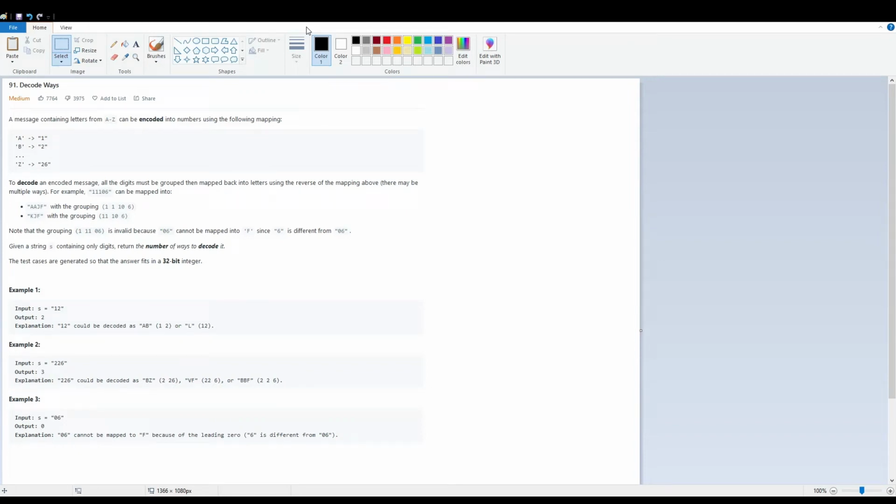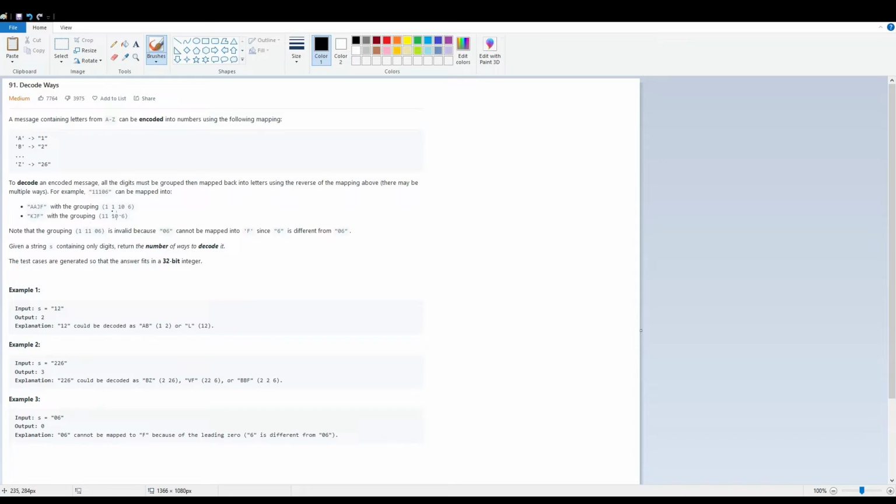Today I'm going to talk about LeetCode question number 91, Decode Ways. Messages containing letters from A to Z can be encoded into numbers using the following mapping: A to 1, B to 2, etc., all the way to Z to 26. To decode an encoded message, all the digits must be grouped, then mapped back into letters using the reverse of the mapping above. There may be multiple ways.